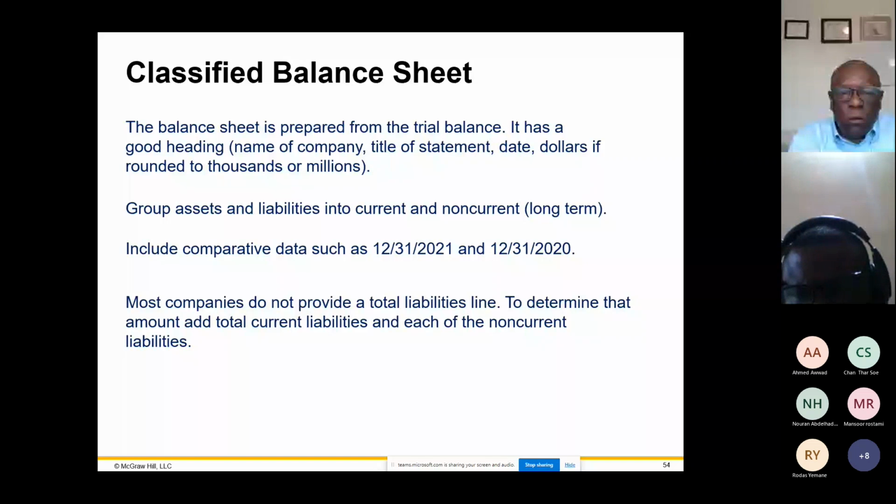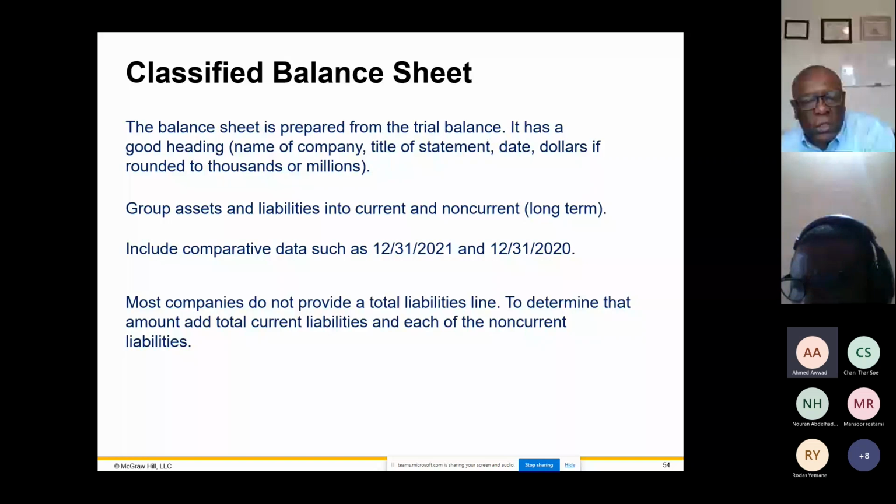Now we want to prepare the balance sheet. The first thing you will do is write the title of the balance sheet. If it is for ABC Limited, you say ABC Limited. Then the balance sheet as at so-and-so date. That is the heading. So in this case, it will be the company name, and we write balance sheet. If it is a consolidated balance sheet, you say consolidated.